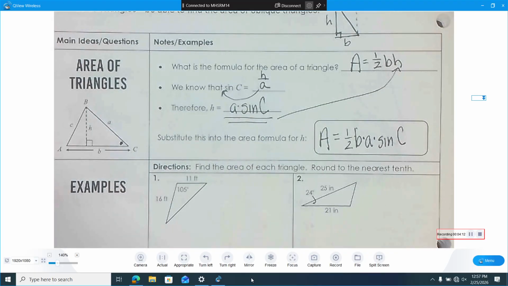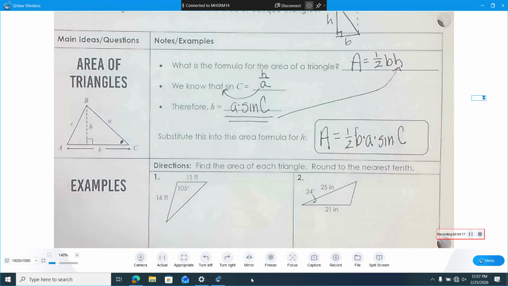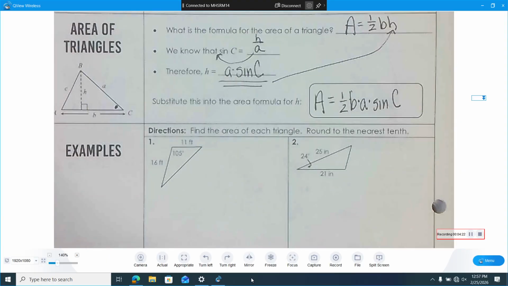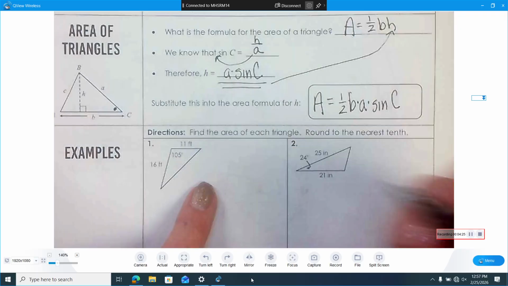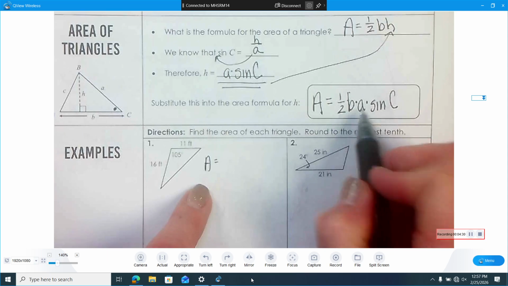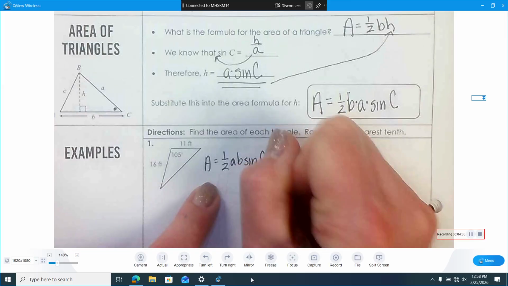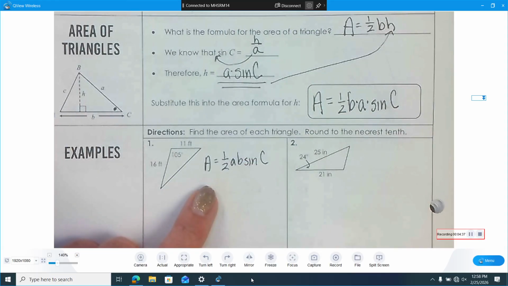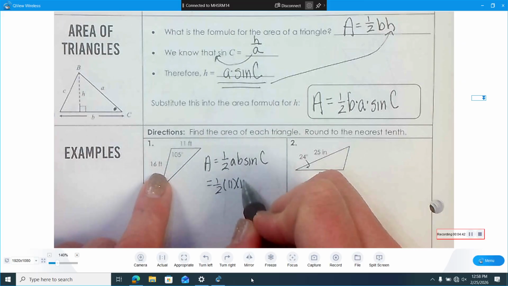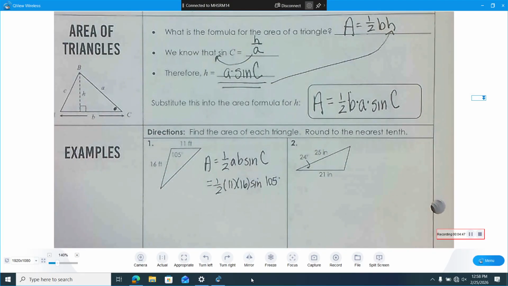And so what we have here is side, angle, side information. That's what we can use, this nice little formula. We want to find the area, round to the nearest tenth. So the area is, I'm going to write 1/2 ab times the sine of C. 1/2 ab sine of the included angle is what that is. And so we have 1/2 of 11 and 16 and the sine of that 105-degree angle. Super easy.